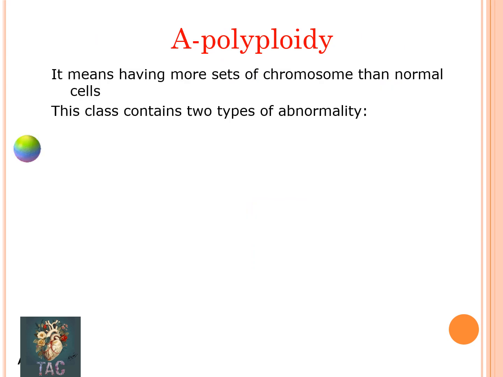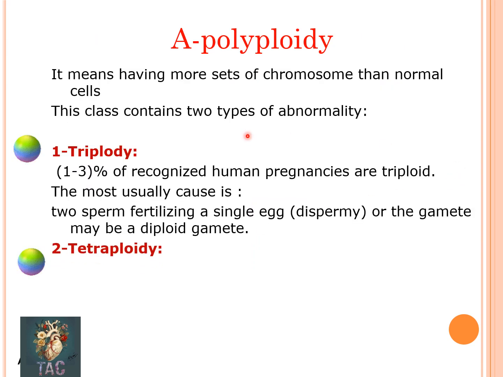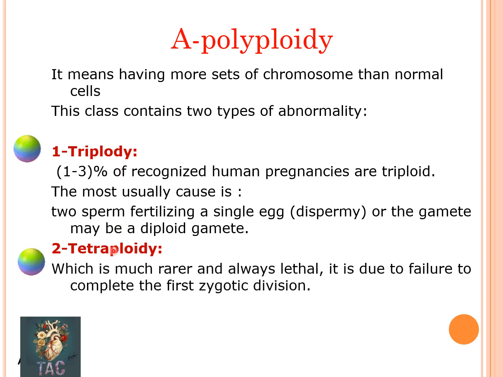First is polyploidy, having more sets of chromosomes than normal. These cells contain two types of abnormality: triploidy and tetraploidy. In triploidy, 1 to 3% of recognized human pregnancies are triploid. The most usual cause is two sperms fertilizing a single egg, that is dispermy, or the gamete may be a diploid gamete. Tetraploidy is much rarer and it is always lethal.